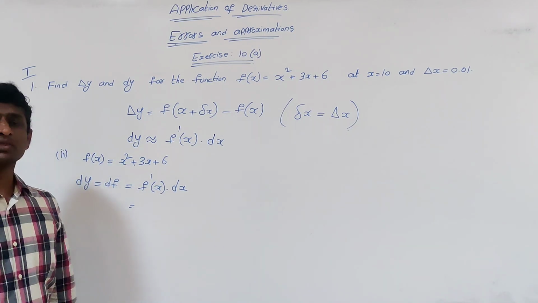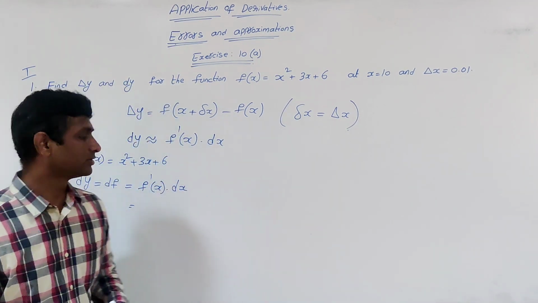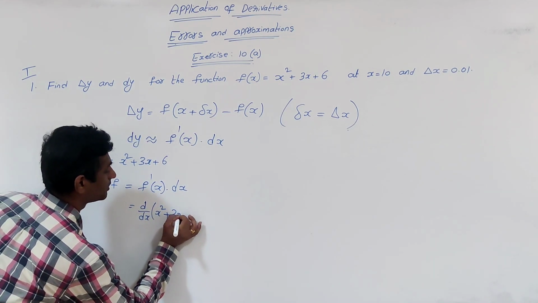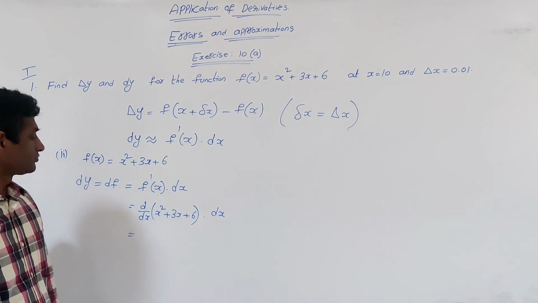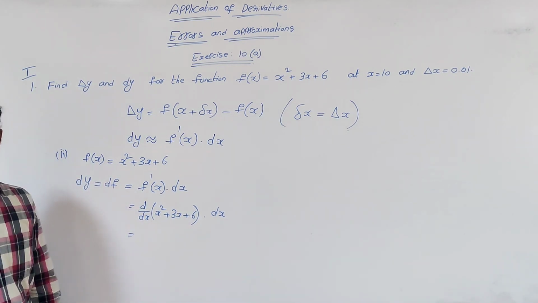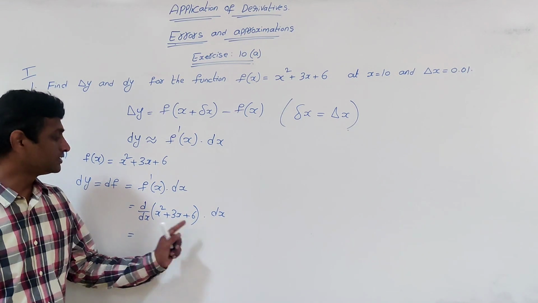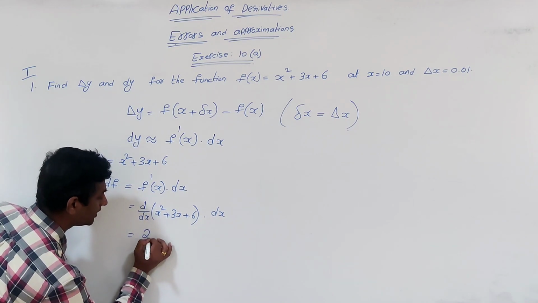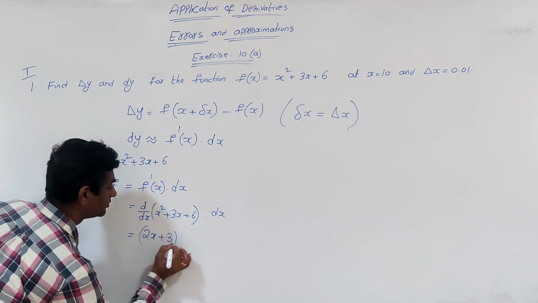As the function is a quadratic polynomial and you are familiar with the derivatives of a polynomial, that is d by dx of x square plus 3x plus 6 into dx. We can apply the sum rule: derivative of x square plus derivative of 3x plus derivative of the constant, that is 6. So derivative of a constant is always 0. Now we will simplify. Derivative of x square is 2x, plus derivative of 3x is 3, and derivative of the constant is 0, into dx.